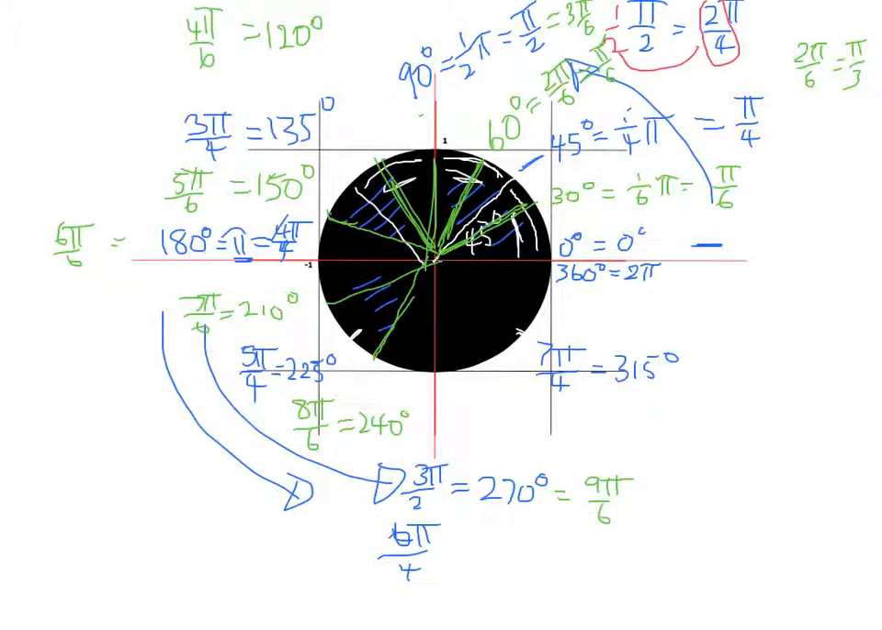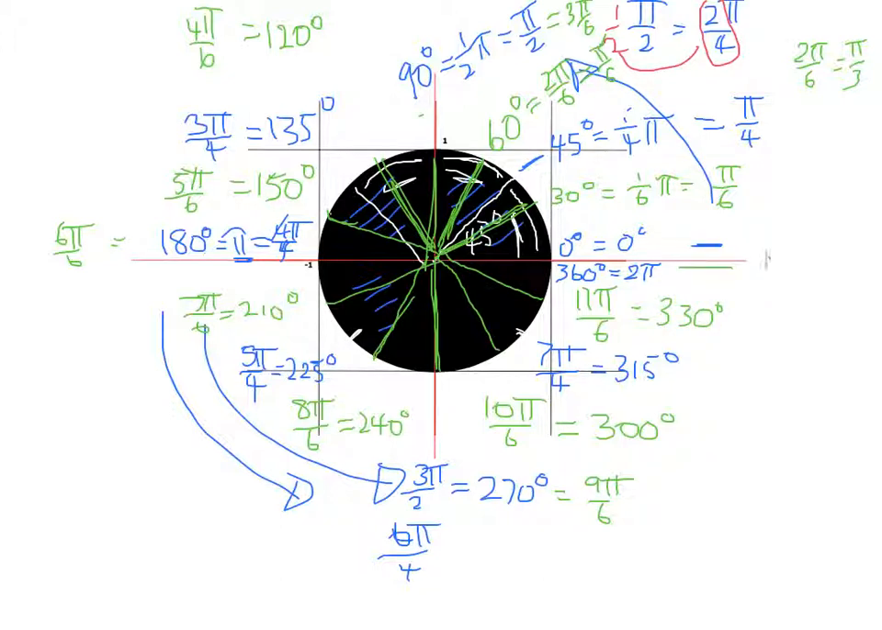I'm just going through all this systematically just to show you that we can break the circle up into all these different segments. So that's 9 pi on 6, then we come around to 10 pi on 6, which is equal to 270 plus 30 is 300 degrees. And then we have 11 pi on 6. And then in here we have 12 pi on 6. 12 divided by 6 is 2, and we get 2 pi.